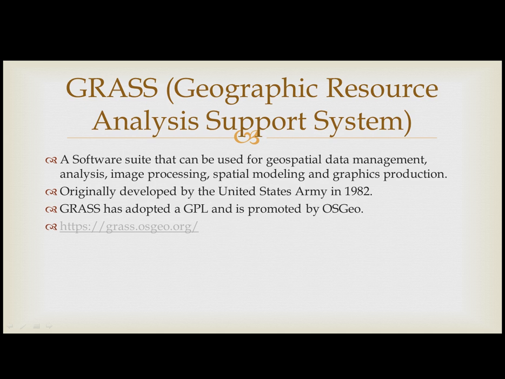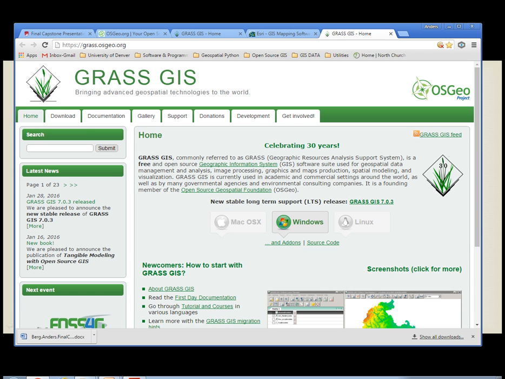GRASS is one of these. It is a software suite that is used for geospatial data management, analysis, and image processing. The software was originally developed by the United States Army, but since its original development has been released to the public and sponsored by OSGeo. Here you can see their website where you can freely download the software. It is available for many different operating systems, and it looks like that.